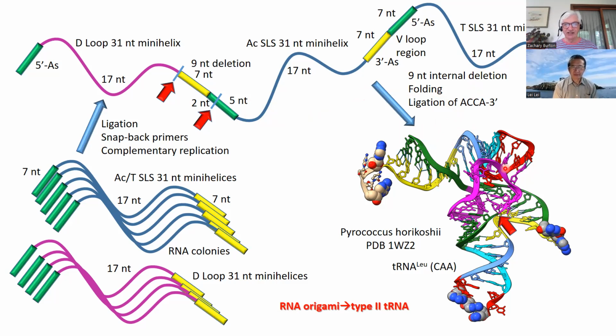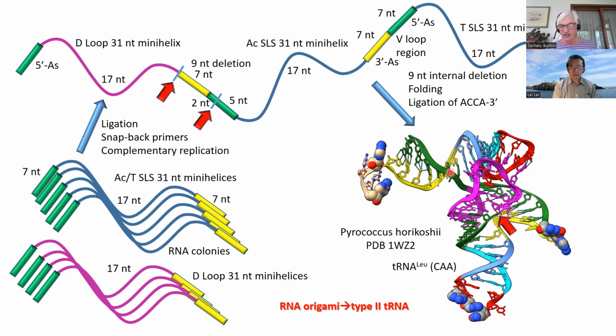But basically, to make this molecule, all you have to do is make this short 9 nucleotide internal deletion between these two red arrows. What that does, 9 nucleotide internal deletion, it deletes 7 yellow and 2 green. And because this is 7, this is 5, so you're left with 5 green. And those 5 green are these 5 green right here.